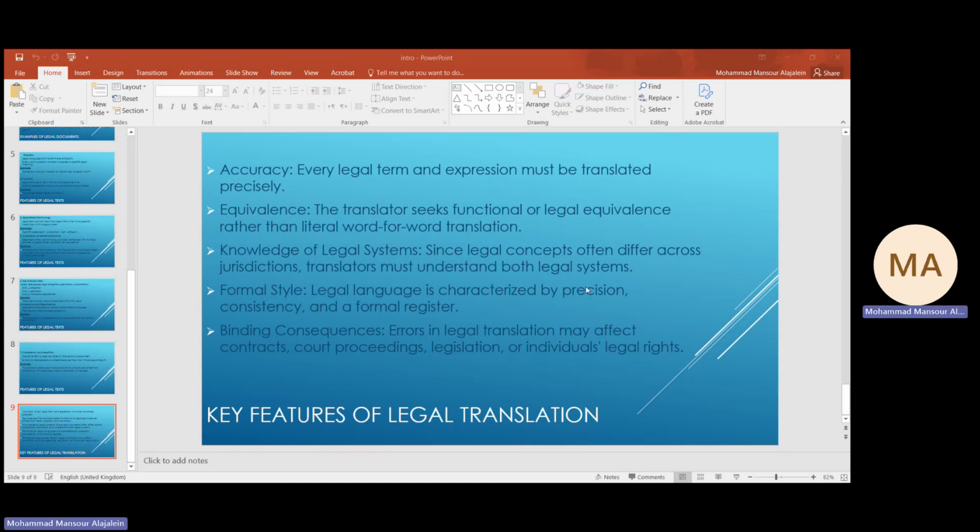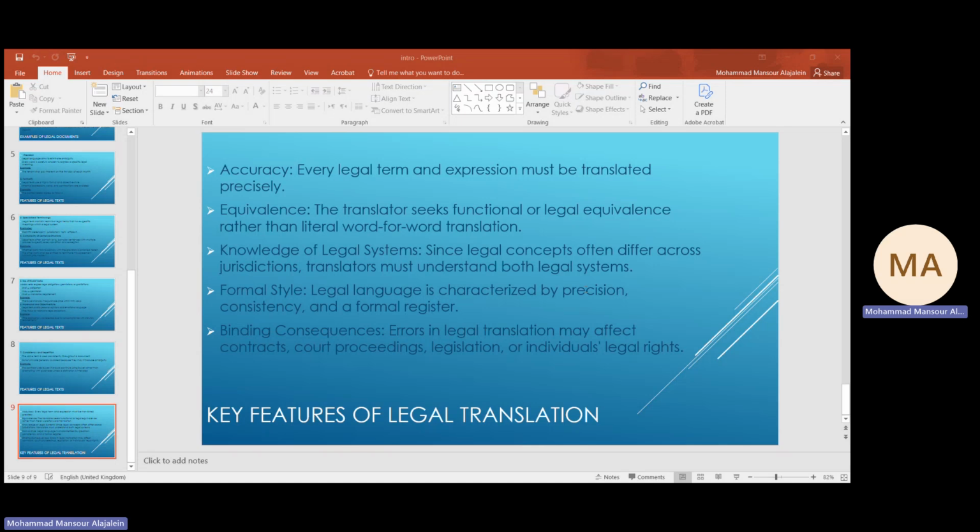Inshallah, here in this video, we are introducing legal translation, which is one of the most specialized fields of translation. As you know, unlike literary or journalistic translation, legal translation has legal consequences. So a small mistranslation may change the meaning of a law, invalidate a contract, or affect someone's legal rights. So legal translators are not simply language experts. They need what is called basic understanding of legal systems and legal terminology.